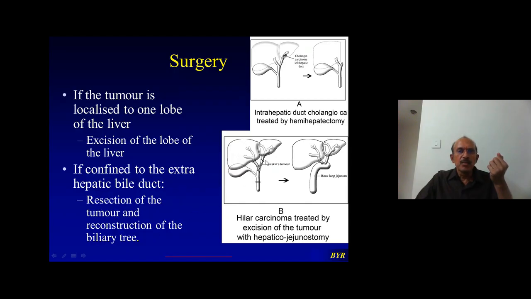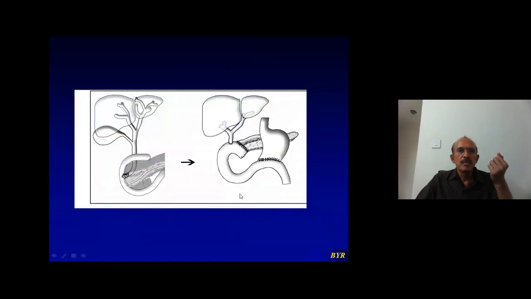That means, for example, if this common hepatic duct is involved with cholangiocarcinoma, remove this common hepatic duct and the right and left hepatic ducts. Then you take a Roux-en-Y loop of jejunum and implant the right hepatic duct and left hepatic duct into the loop of jejunum. If the tumor is at the terminal end of the common bile duct, it is treated like periampullary carcinoma. That means you do Whipple's resection and do the anastomosis like this.